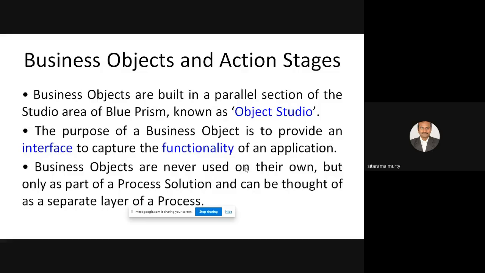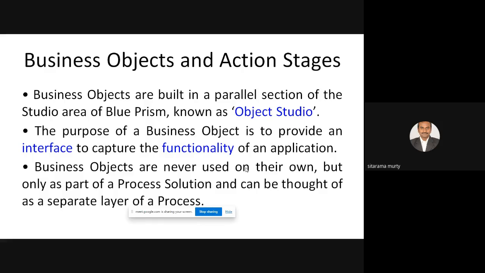For example, if I want to interact with Microsoft Excel, or with any other application like a calculator in the system, or any other Windows application or web-based application, then I need to develop a Visual Basic Object. Business objects are built in the Object Studio of Blue Prism. When I said Studio, it has two things in it. One is Process Studio, and the second one is Object Studio. So now let's discuss Object Studio.